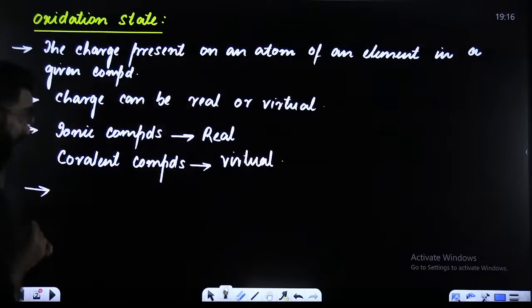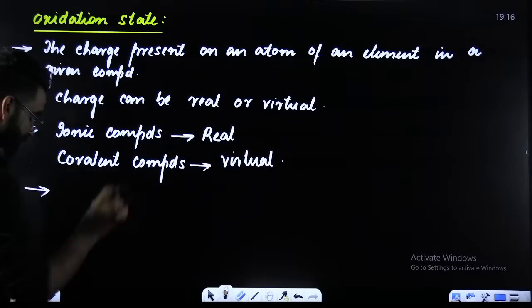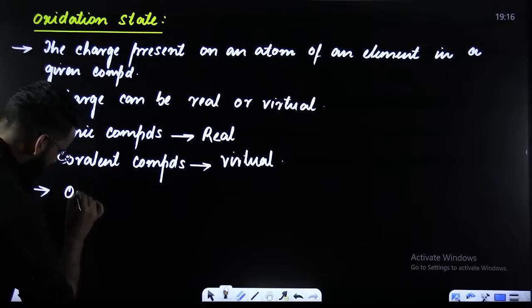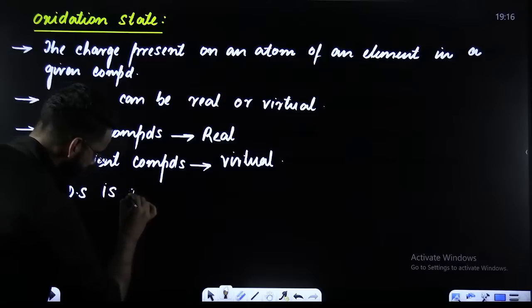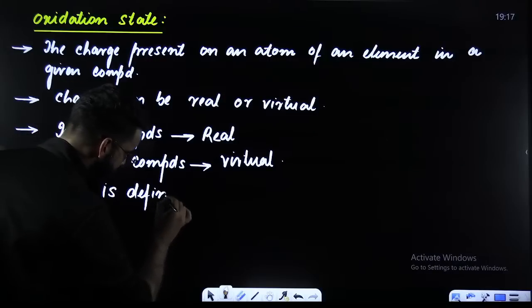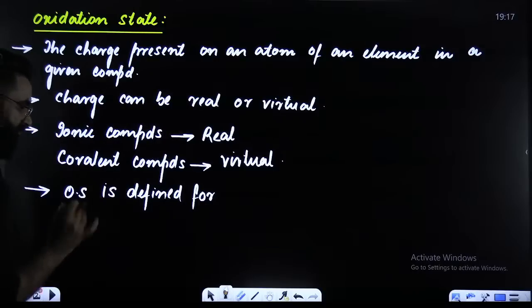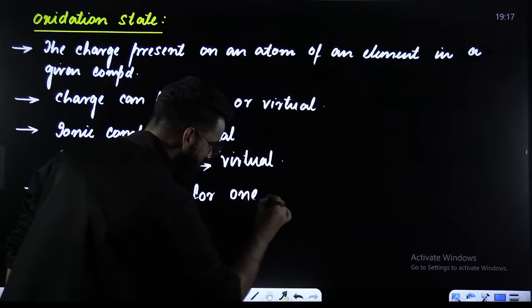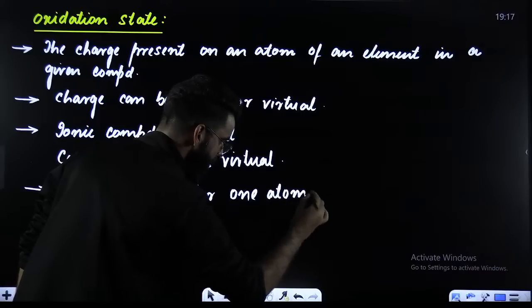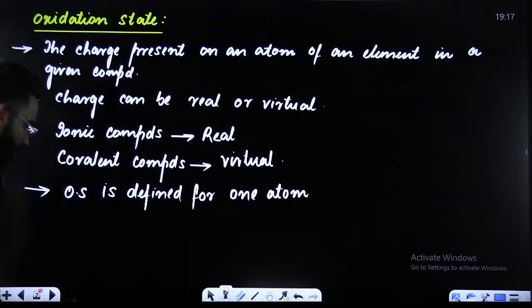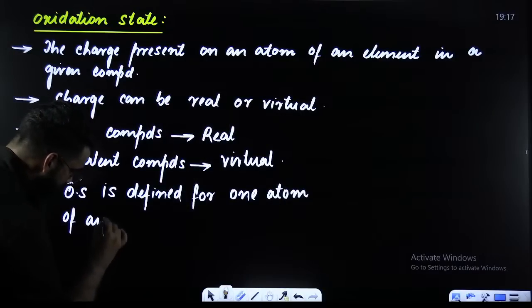One last point, and after that, I'll be discussing all of this in detail. Oxidation state is defined for one atom of an element.